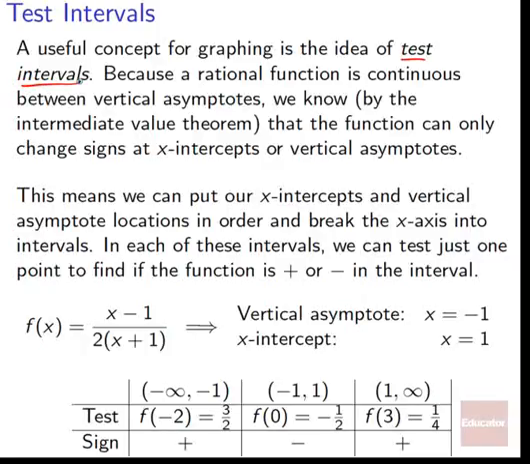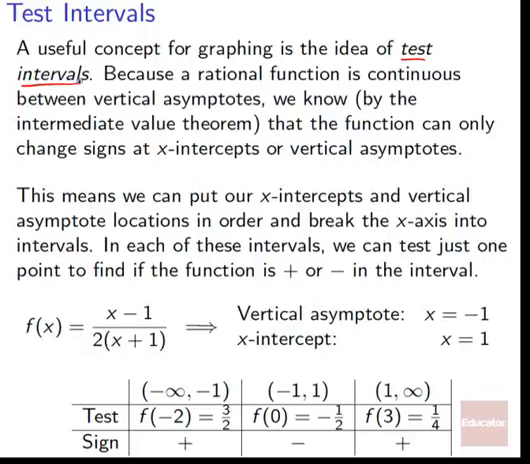Because a rational function is continuous. Remember, there's no jumps in a rational function because it's built out of polynomials. So there can't be any jumps between vertical asymptotes. We know by the intermediate value theorem, since we aren't allowed jumps, that a function can only change signs at x-intercepts, where it crosses from positive to negative, so it can only change signs when it hits a zero, or at vertical asymptotes, because after a vertical asymptote, it does jump.